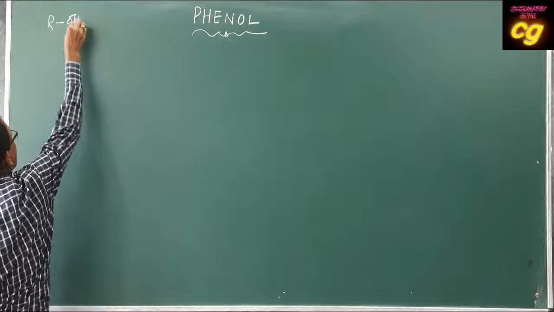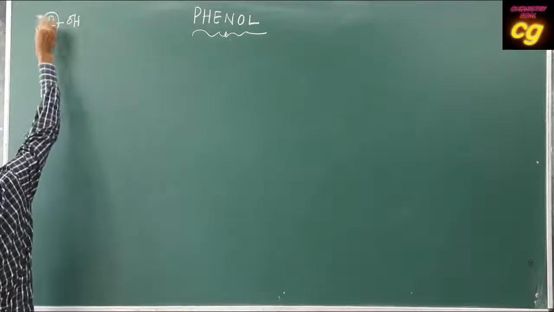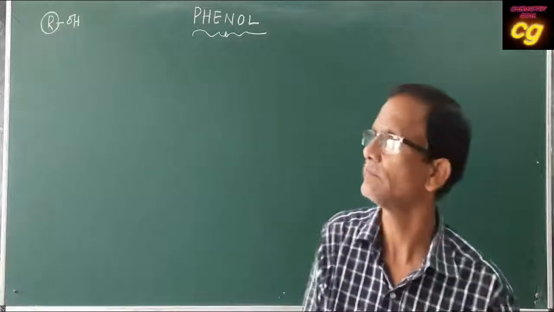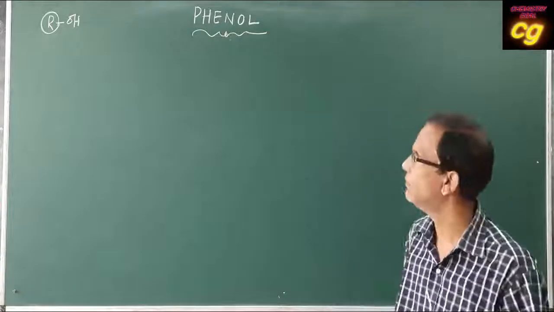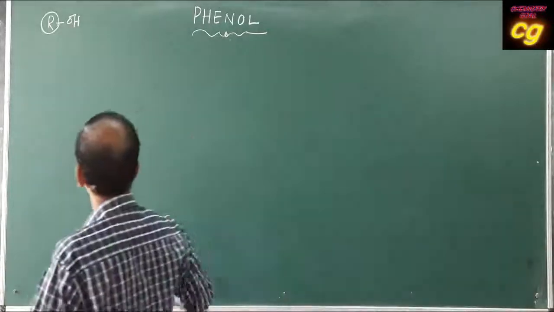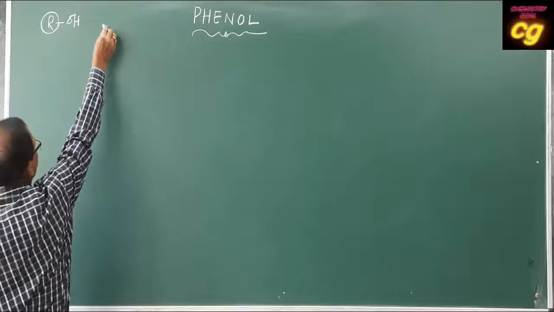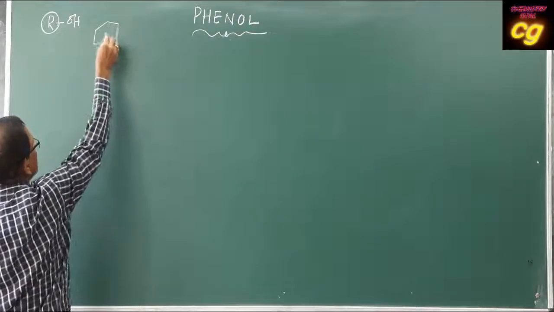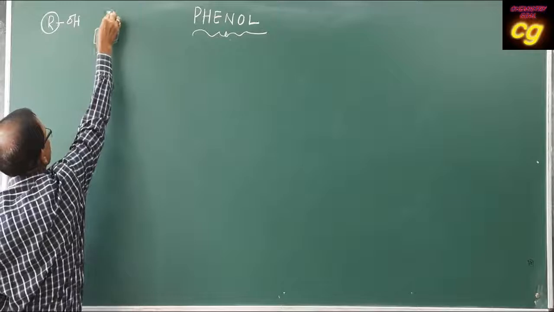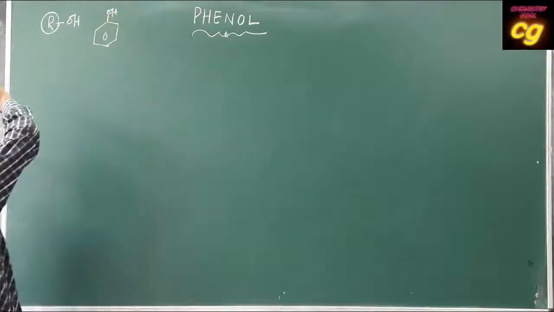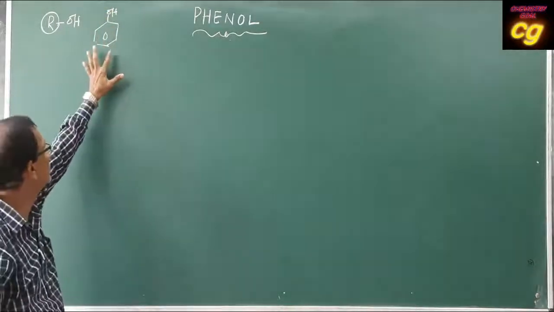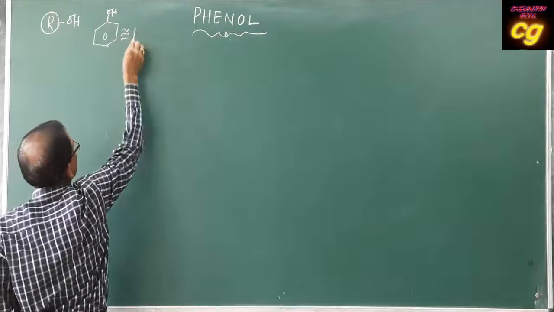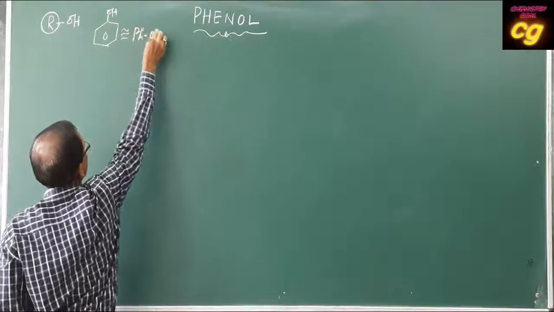OH is attached to R. That means R is the aliphatic, open chain compound. But in phenol, the OH group is attached to an aromatic ring, that is a benzene ring. That's why it is called phenol. The group is phenyl, and phenol is also written as Ph, short form Ph-OH.